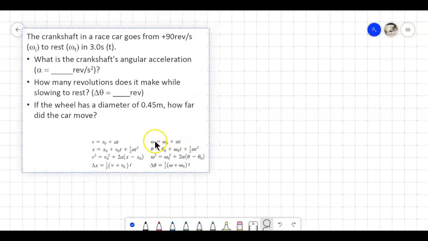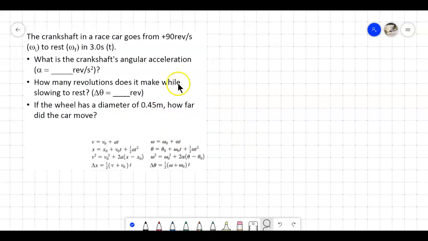I'm actually going to make this a little bit larger. Well, just like I taught you in the very beginning, I want you to list out all of the variables. Delta theta, and luckily this is all in revolutions. Omega initial, omega final, angular acceleration, and time. Let's not worry about the linear velocity stuff just yet.